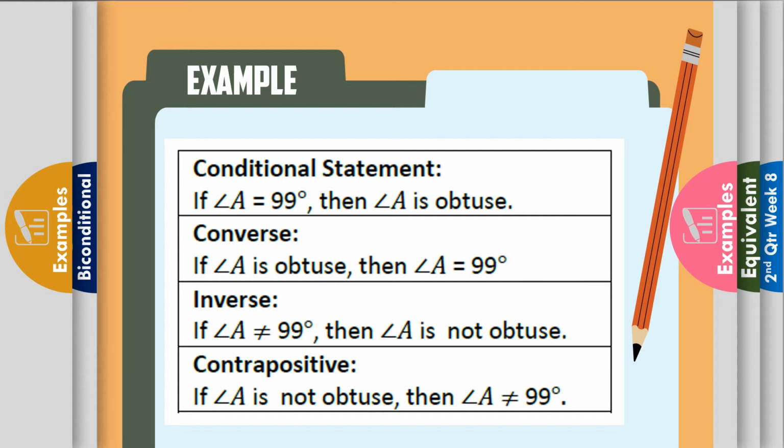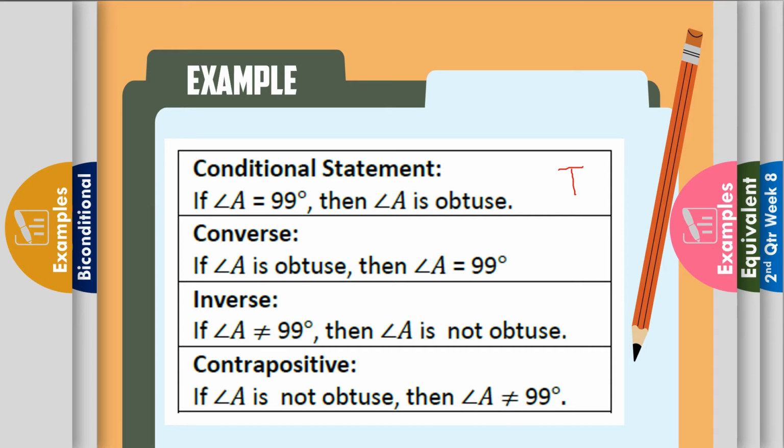So let's have the first one. Conditional statement states, if angle A is equal to 99 degrees, then angle A is obtuse. Is it true or is it false? Very good. This statement is true. Why?